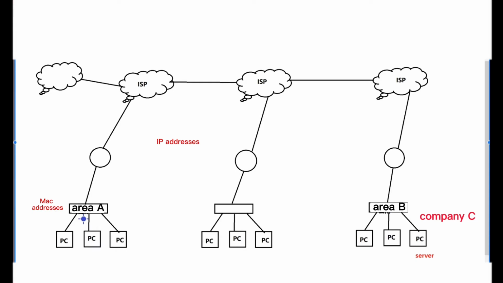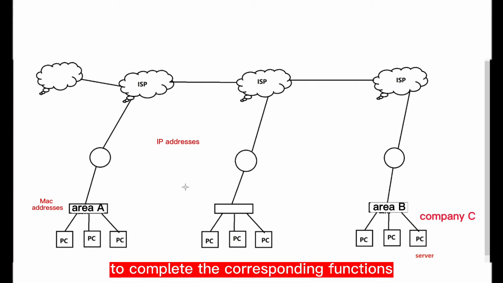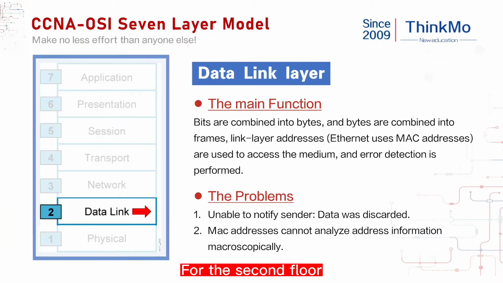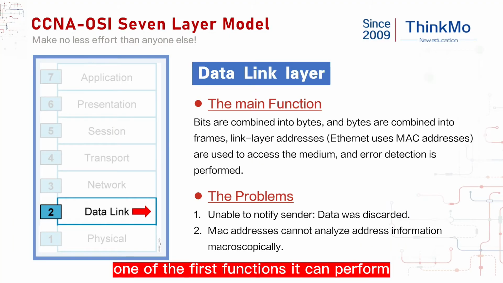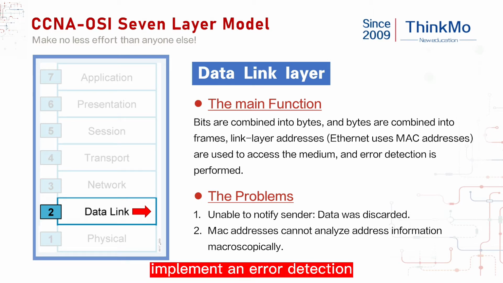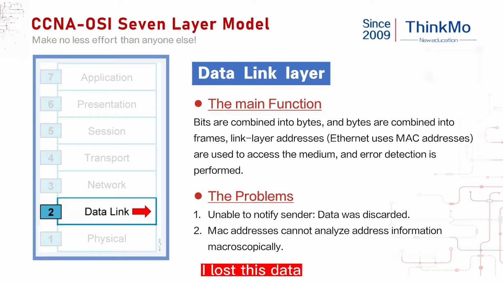Then there is no way for us to complete the corresponding functions on the second layer. Let's look at the second layer's first function: it can find bugs and implement error detection. If there is a problem with this data, I lose this data, but I can't go any further. What is the next step?